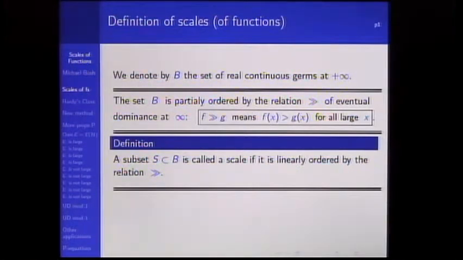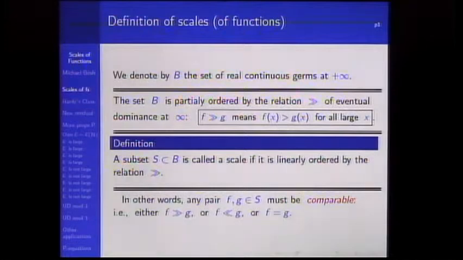And here is now a very basic and very simple definition. A subset of B, of all germs, is called a scale if it is linearly ordered, if it is totally ordered, if any two elements are comparable. In other words, a subset of B is a scale if any two elements are comparable. And by comparable, I mean either one of them is larger or they coincide. Coincide, of course, starting from a certain point.